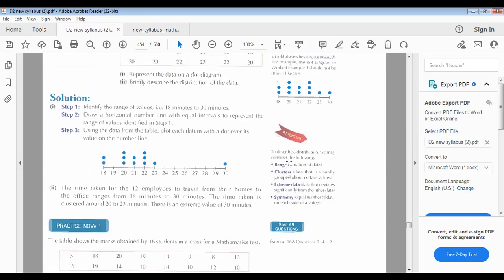So if you see this diagram over here, range means from the lowest value till the highest value. Like if you see here, the range of this data is 18 till 30. And cluster means data that is visually grouped about certain values.